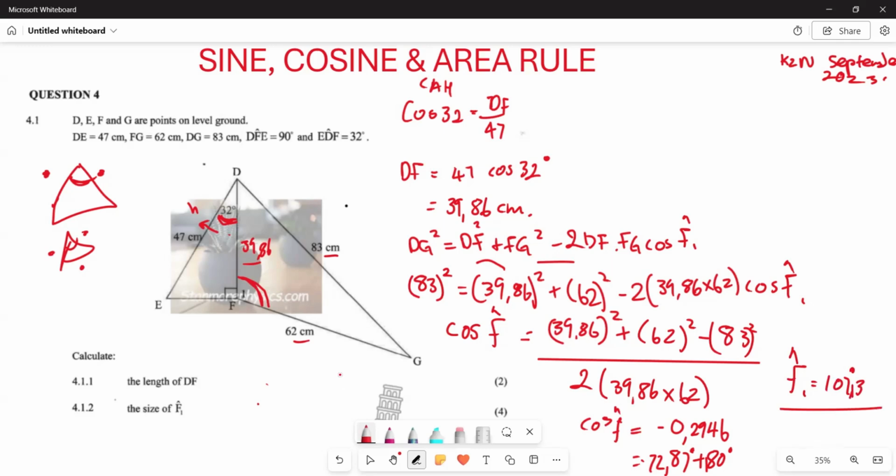So basically that is going to be the answer that you're going to find for your F1, which is going to be the same as 107 degrees comma 13 altogether. Now hopefully this makes sense. Now let's see in terms of what else you can do from this particular question.